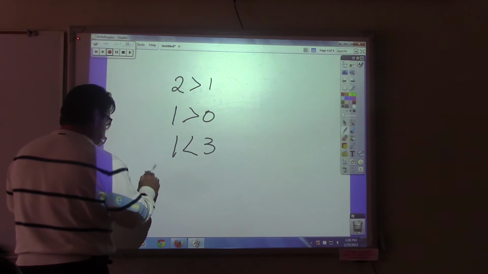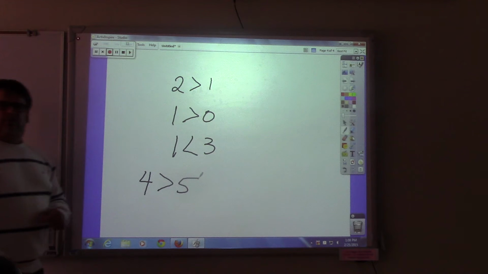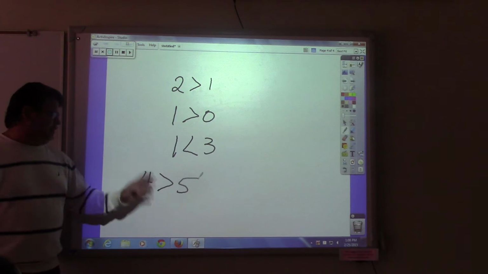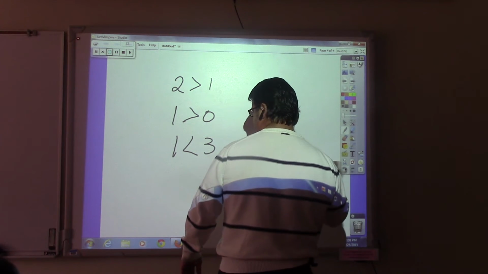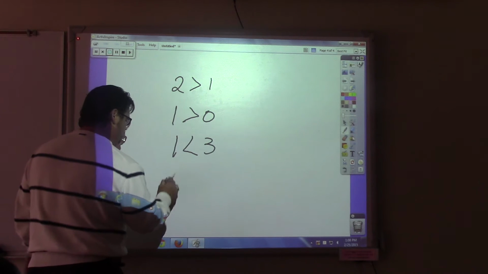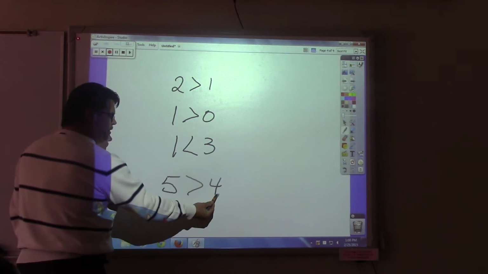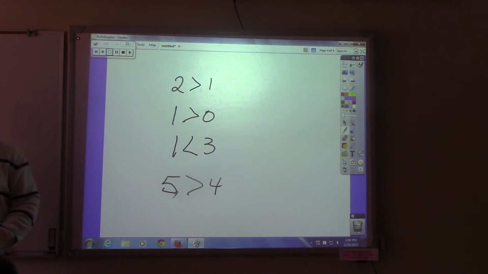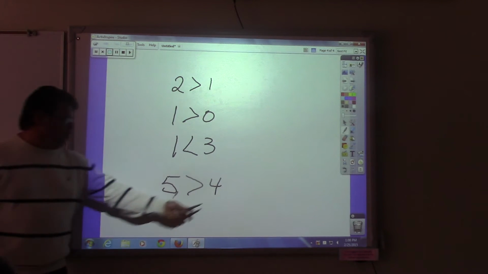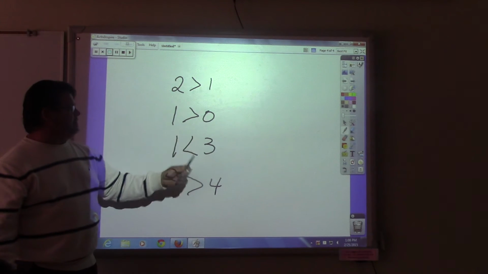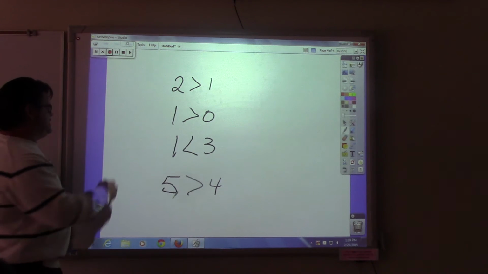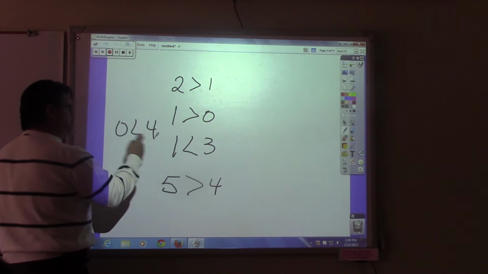What about this? 4 is greater than 5. I'm sorry, that's wrong. Duh. I meant to draw it the other way. 5 is greater than 4. Or 4 is what? Less than 5. So that debunks the little, if the alligator goes this way or if the alligator goes this way. Because I can say 4 is less than 5, or I can say 5 is greater than 4. Up here, I can say 1 is greater than 0, or 0 is less than 4. I can say 0 is less than 4 here, or 4 is greater than 0.